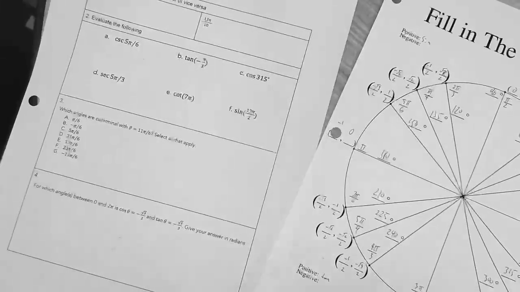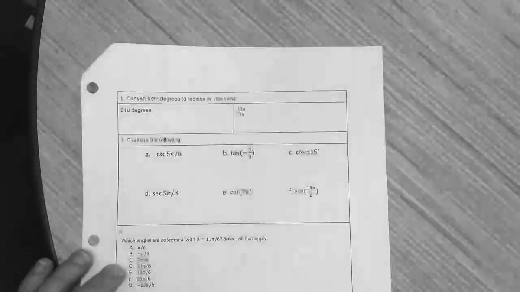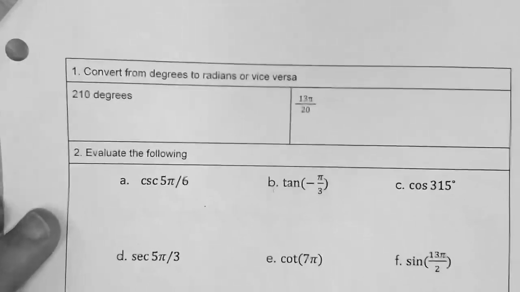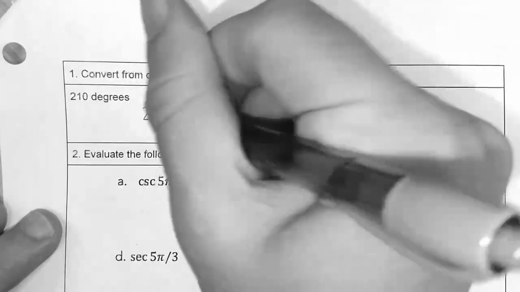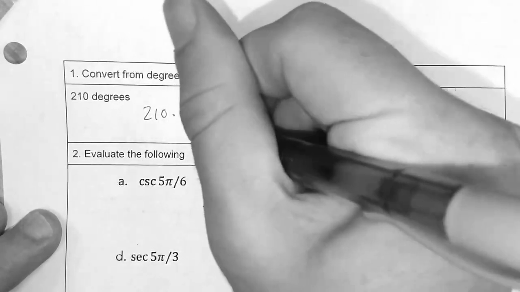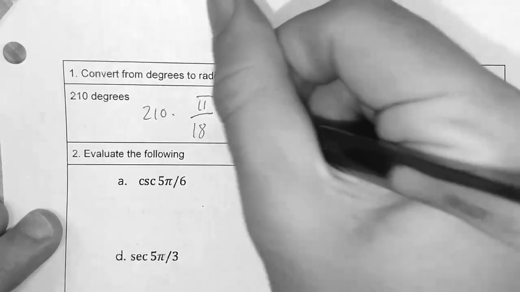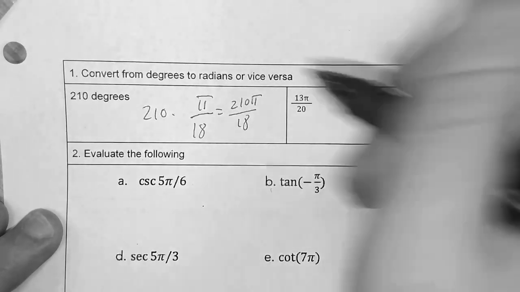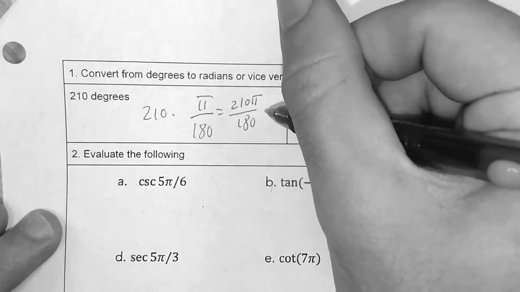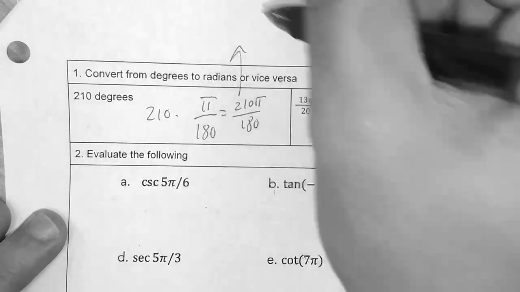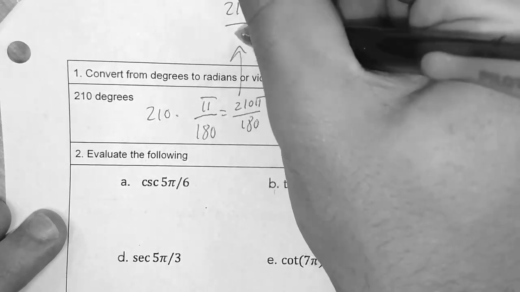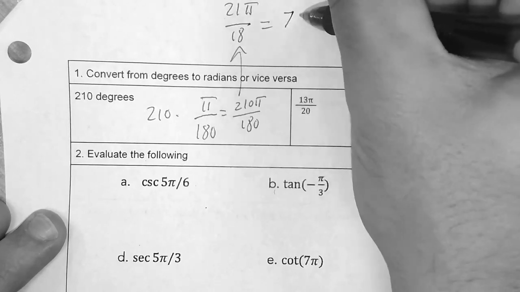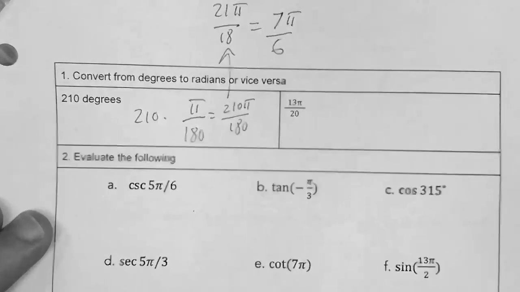First thing we have is converting from degrees to radians. So to go from degrees to radians, you want to multiply by pi over 180. So just remember, you go to radians, you're going to multiply by pi over 180, so you're going to get 210 pi over 180, sorry. This is the same as 21 pi over 18, and that's the same as 7 pi over 6. Okay?